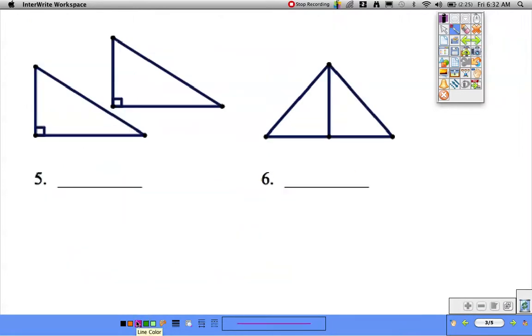Next example, number 5. You've got the right angles in there for you. I'm going to give you this side is congruent to this side, and this side is congruent to this side.